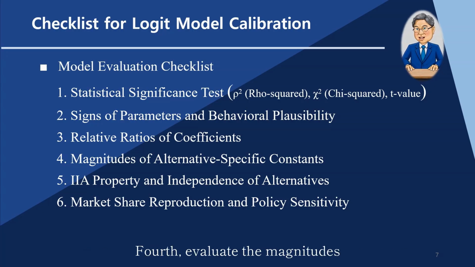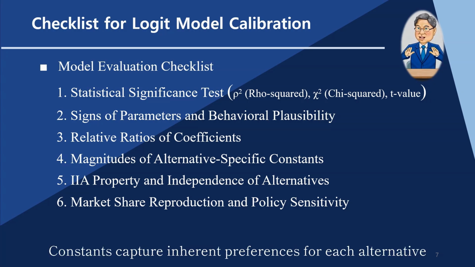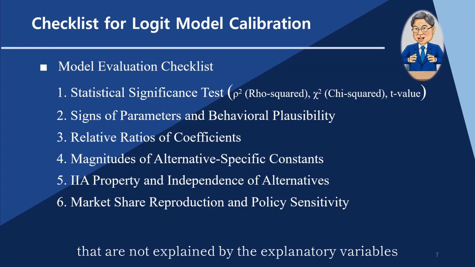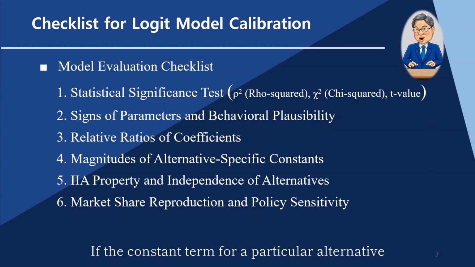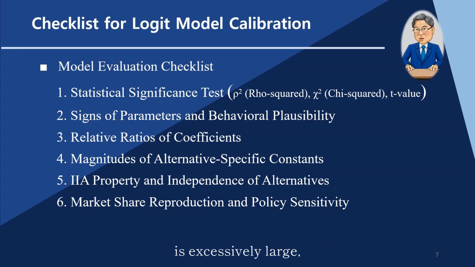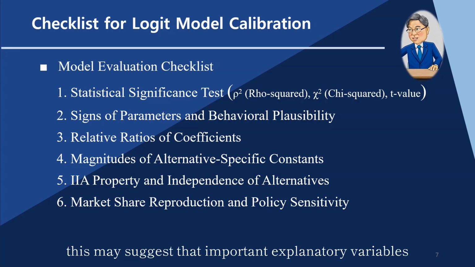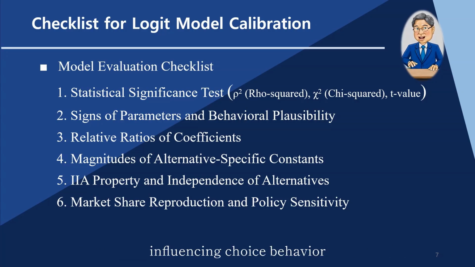Fourth, evaluate the magnitudes of the alternative specific constants. Constants capture inherent preferences for each alternative that are not explained by the explanatory variables included in the model. If a constant term for a particular alternative is excessively large, this may suggest that important explanatory variables influencing choice behavior have been omitted from the model.